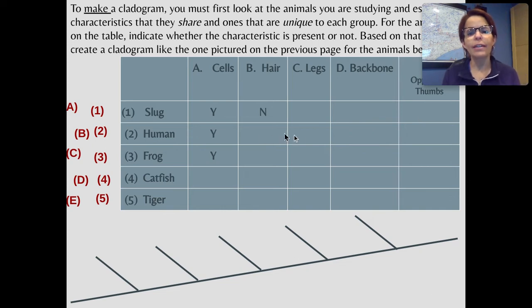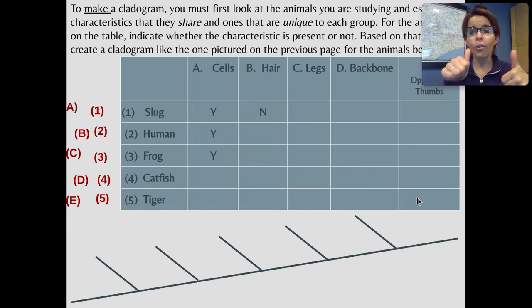Human, does it have hair? Yes. Legs? Yes. Backbone? Yes. Thumbs? Yes. Frog, hair? No. Legs? Yes. Backbone? Yes. Thumbs? Not opposable thumbs. They kind of have cool looking feet, but they're not called opposable thumbs. So no for the opposable thumbs. Catfish? Yes for cells. No for hair. The whiskers are not hairs. No for legs. Yes for backbone. And no for thumbs. And then the tiger, cells, yes. Hair, yes. Legs, yes. Backbone, yes.